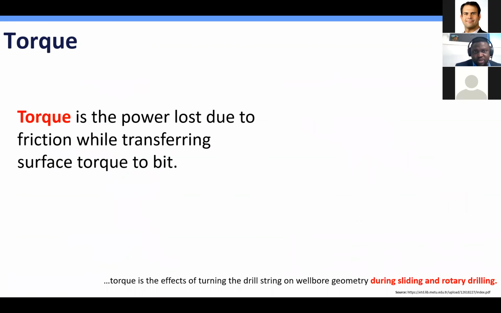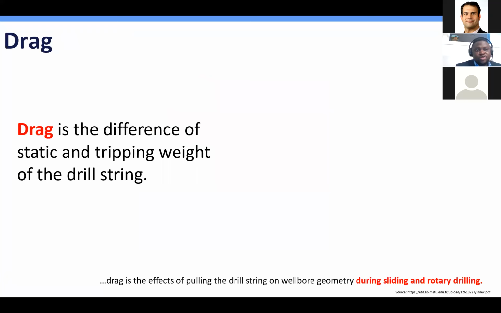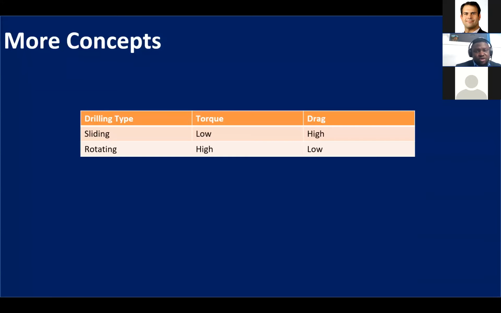And so torque is the power loss due to friction as you're transferring that surface torque to the bit. And as you can see here, you're trying to turn in a particular direction, and for you to go in that direction, you have to overcome that force, which is the torque that we're calculating. And drag is the difference between the static and tripping weight of the drillstring. So basically, I'm rotating here, and I'm rotating due to the surface torque that I've created. And then I have the downhole torque in the opposite direction based on friction. This contact force can be referred to as normal force. And obviously, because I'm pulling the drillstring at the surface, there's tension and compression happening. The weight obviously is acting downwards, the weight of the drillstring.